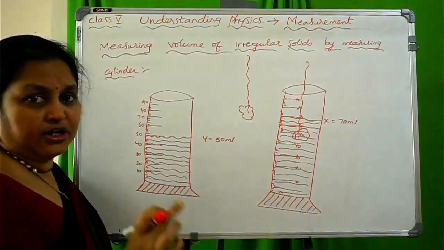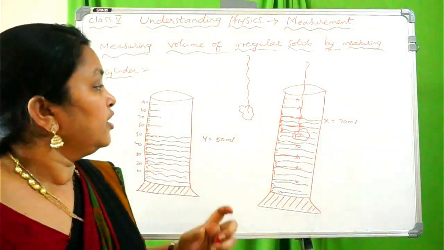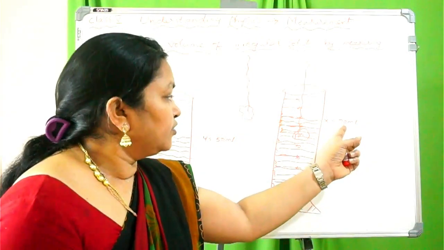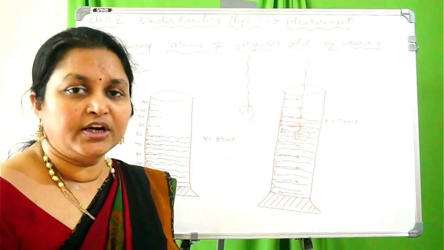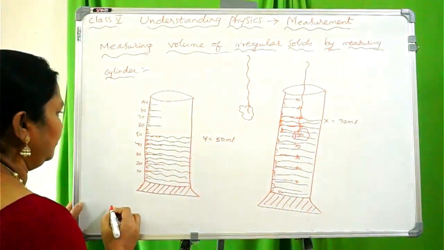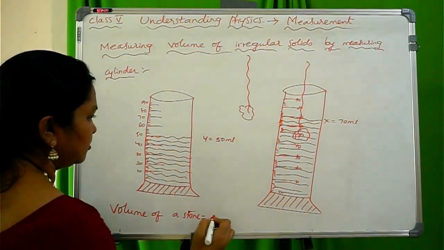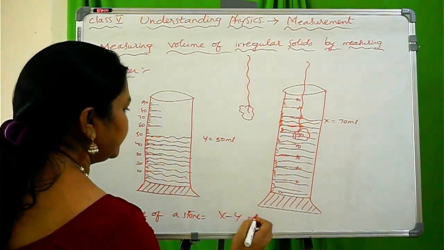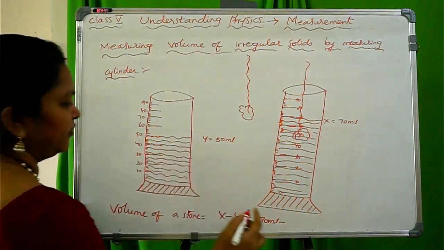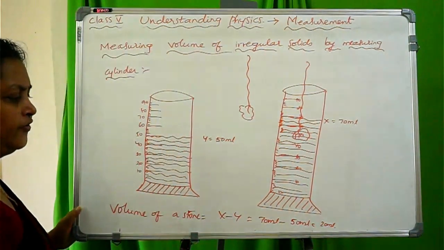Suppose you want to find the volume of that irregular stone. You have to take the difference of these two volumes. If you take the difference of these 70 ml and 50 ml, whatever value you get, that is the volume of the stone. Now, volume of a stone is equal to x minus y. What is the value of x here? 70 ml. What is the value of y here? 50 ml. So 70 minus 50, how much? 20. So ml is the unit for that, milliliters.